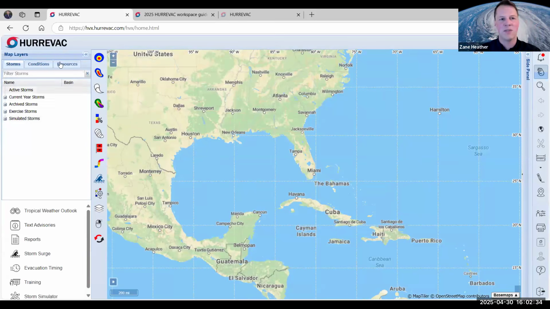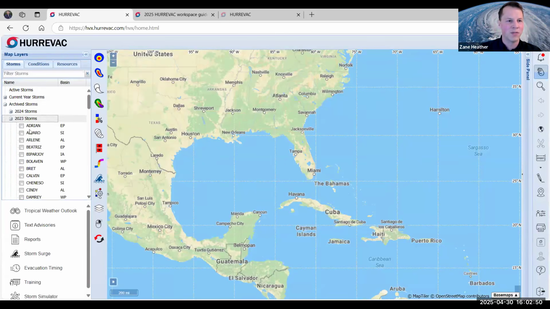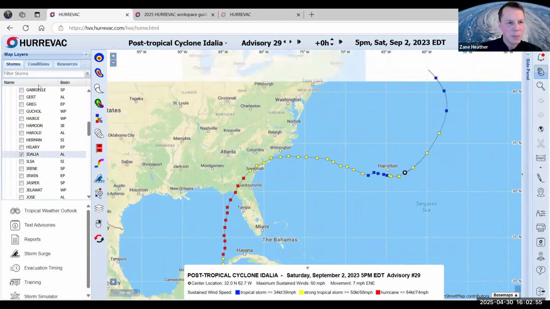But up here in the top left, you've got your map layers. This first tab is storms, where you can see active storms, as well as historic and archived storms and simulated storms or exercise storms. So that's all to say, it goes back to 2005. There's a ton of good information in here. And if you wanted to go in and see or train off archive storms, for example, we'll use Adalia, that information is here as well.